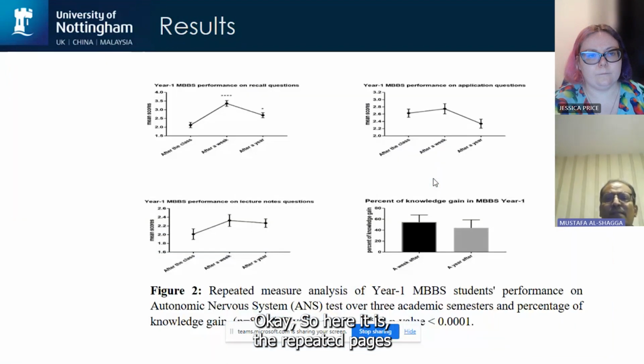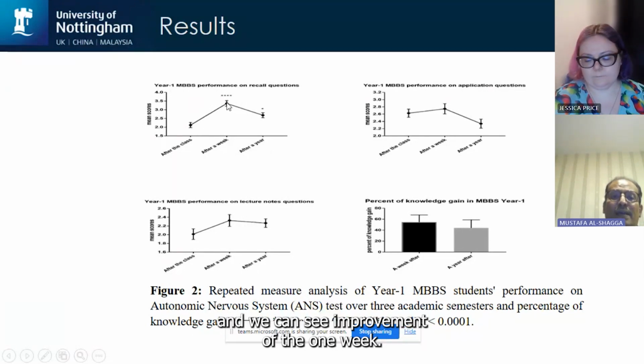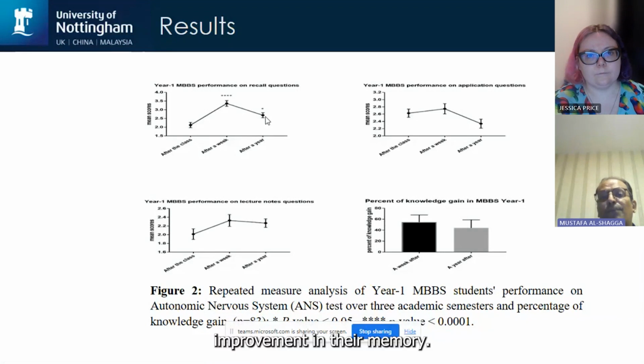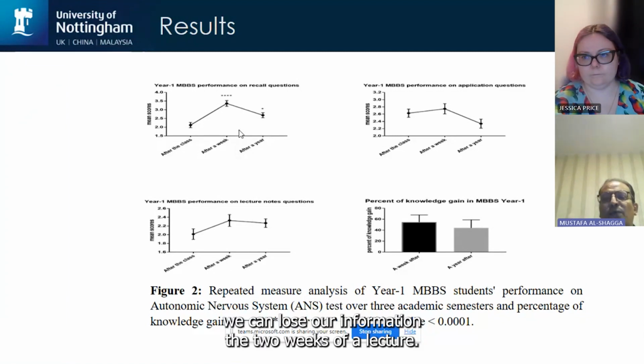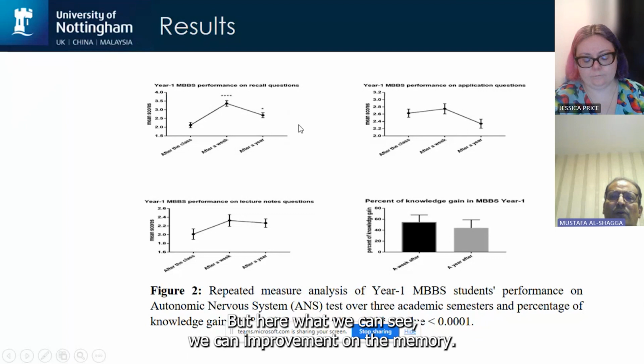Okay, so here are the repeated measures. We can see for the MBBS 1 students who wore the t-shirts, there is improvement after 1 week in their scores, and after 1 year it is a significant improvement in their memory. According to education theories, usually we can lose our information after 2 weeks of a lecture, like 75 to 80% of it. But here, what we can see is improvement in the memory.